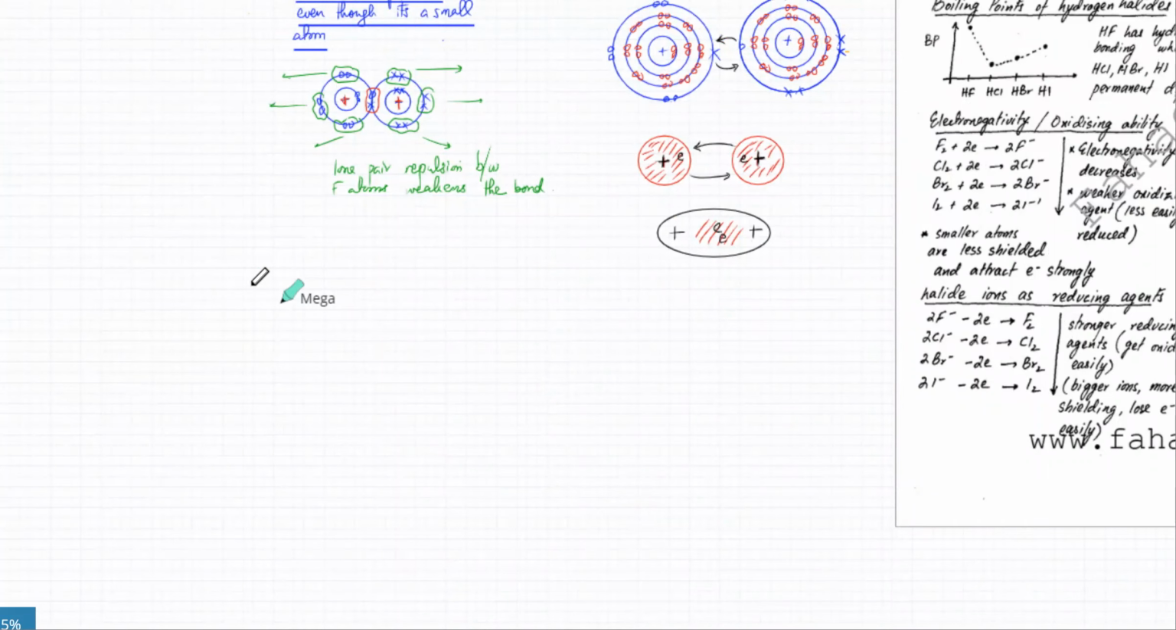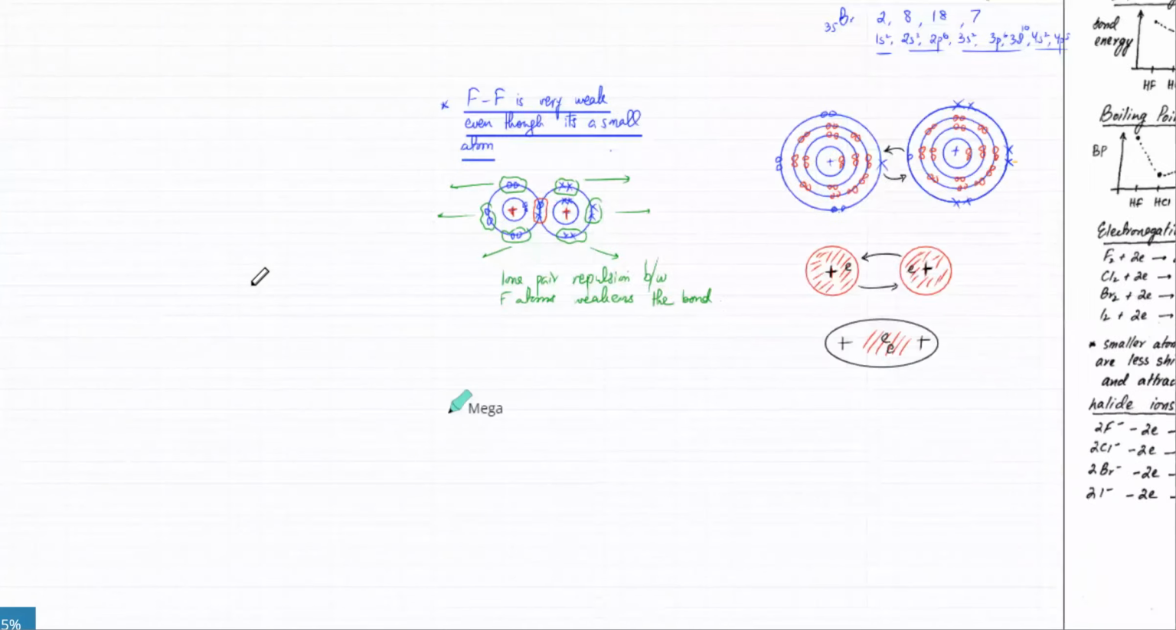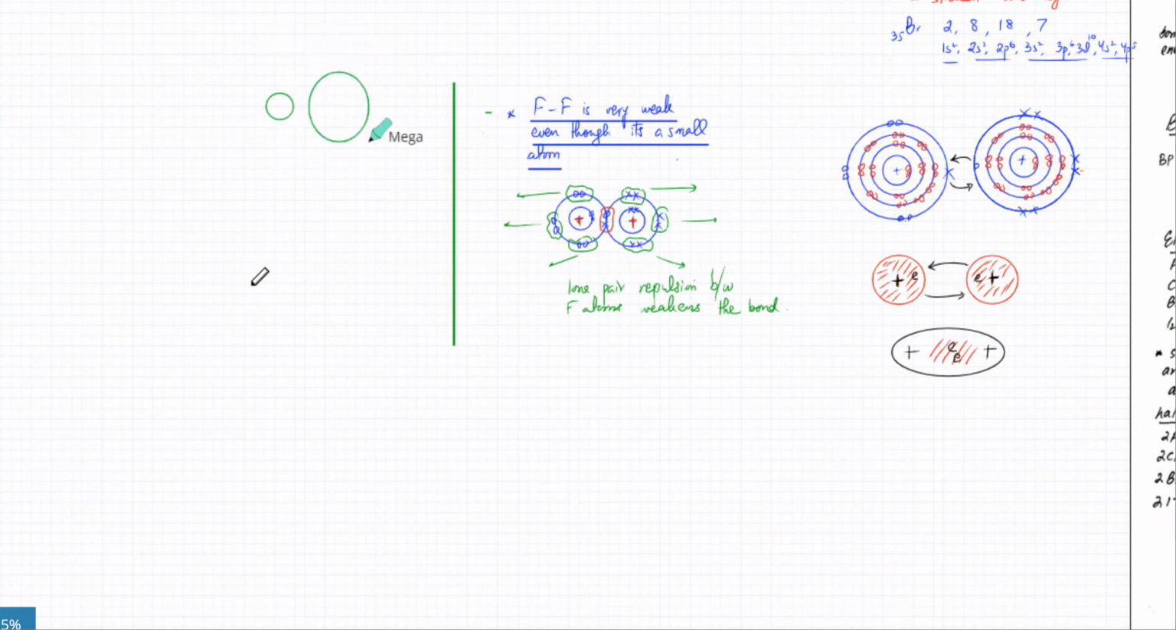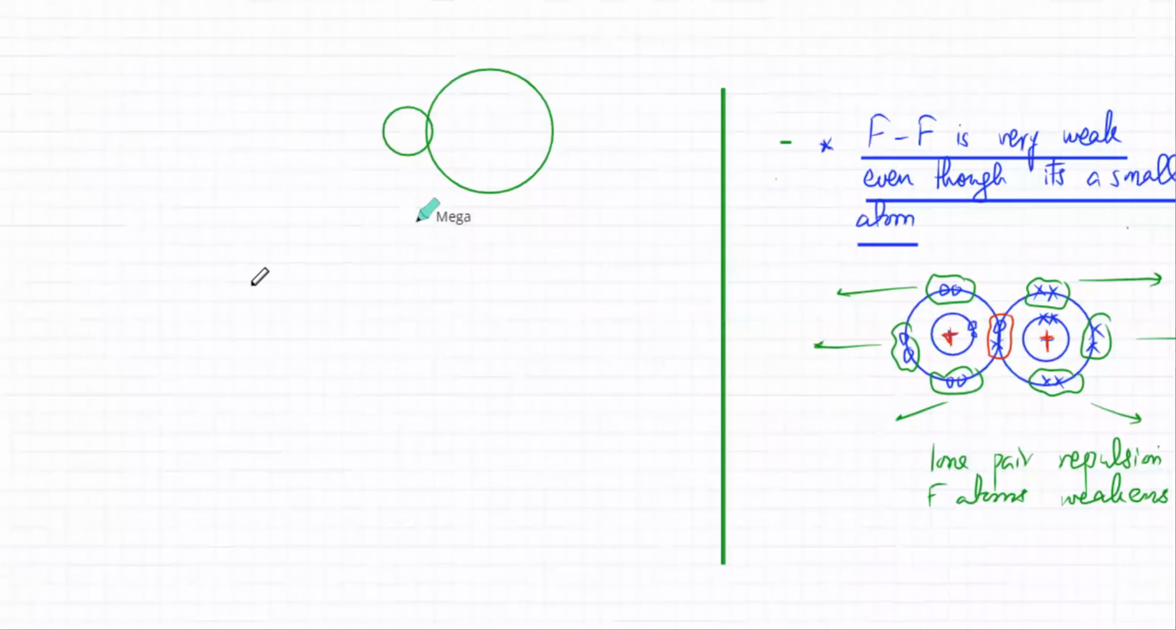the lone pair repulsion is not an issue when it comes to HF, even though it's a really, really small atom and they're very close to each other. So it's not an issue in that particular case.